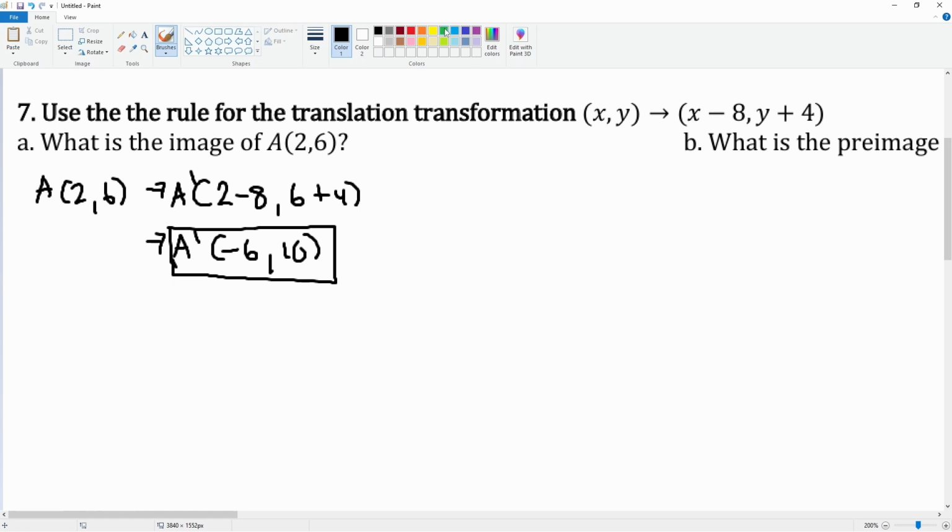Okay, you're just applying this rule here. Minus 8 and plus 4. Minus 8 to the x, plus 4 to the y.